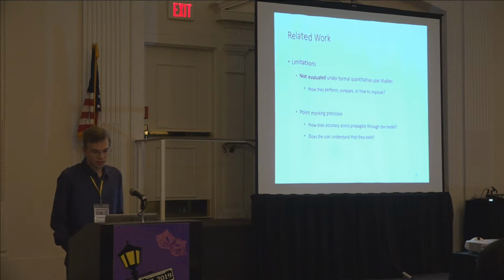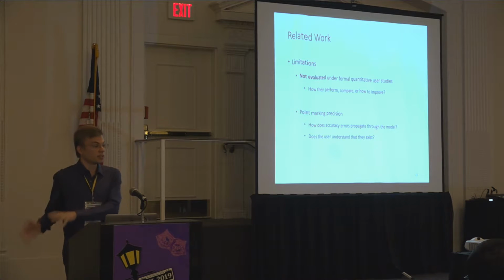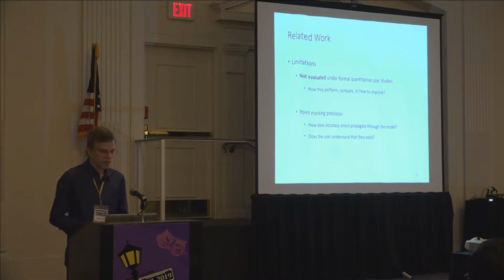We also have some questions regarding point marking precision. How do accuracy errors propagate through the model? We know that the techniques have different precision levels, but how does that translate to accuracy, and how does that translate to derived points on your model? And if those errors exist, does the user understand that they exist?